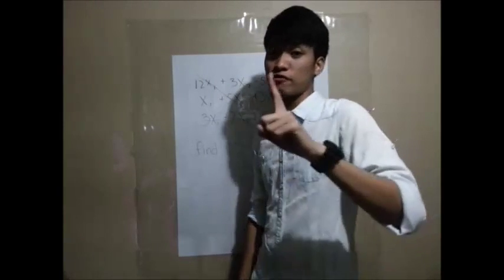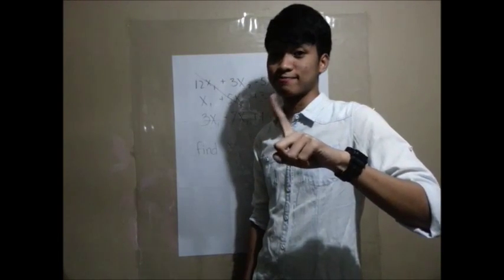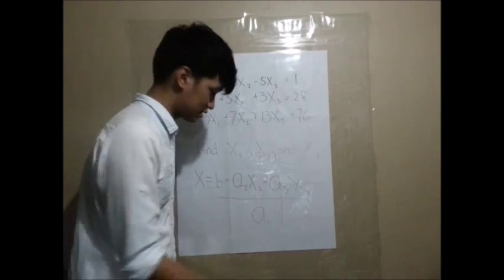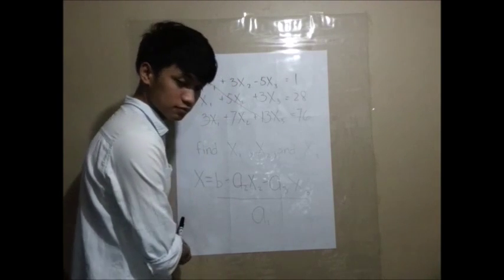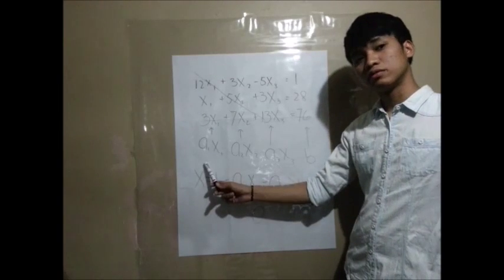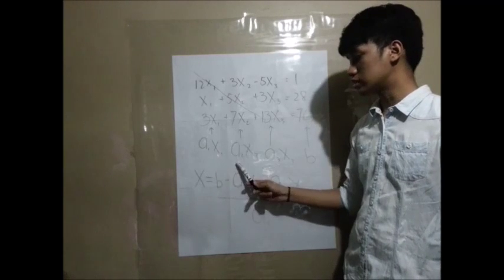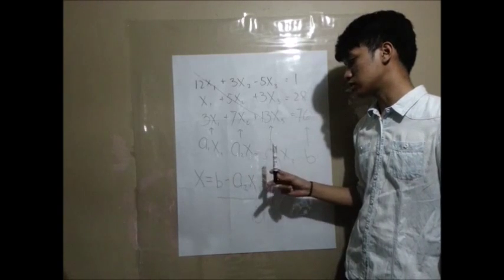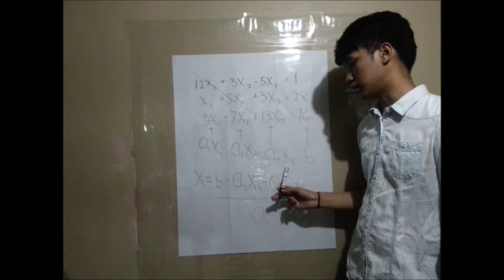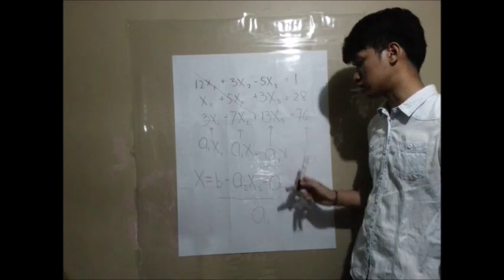Now we only have one formula to follow when solving using the Gauss-Seidel method. And that is this. Where the first term is composed of a sub 1 and x sub 1, the second is a sub 2, x sub 2, and the third is a sub 3, x sub 3. And this on the other side of the equal sign is p.